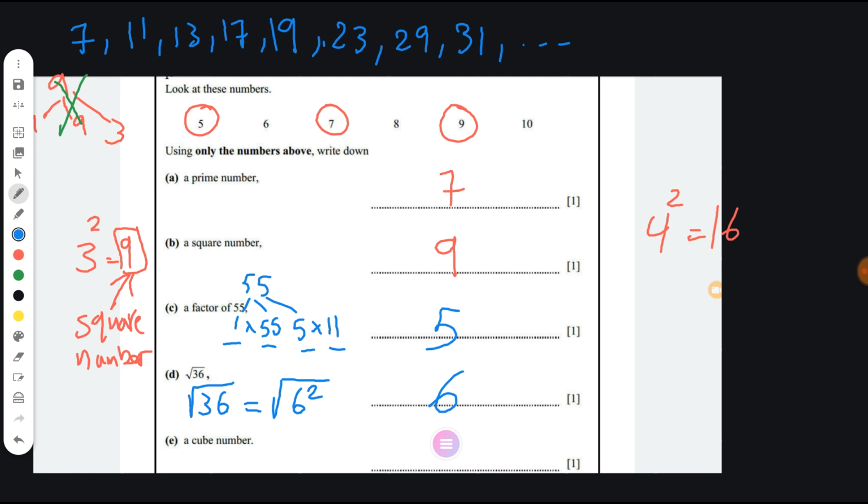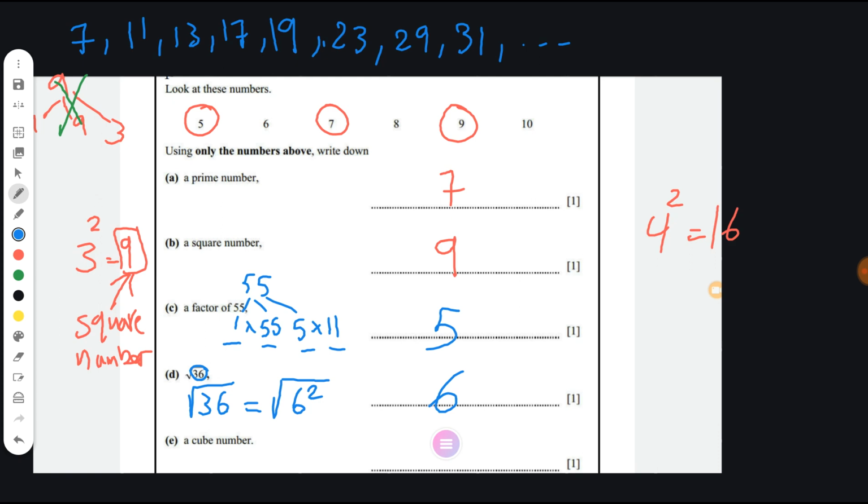Okay, so the meaning of square root of a number is that the number inside the square root must be a perfect square. Perfect square means it can be written as a number to the indices of 2. So I can write 6 to the indices of 2. So square root of 36 is 6, okay?